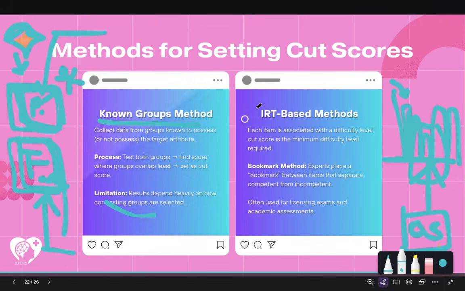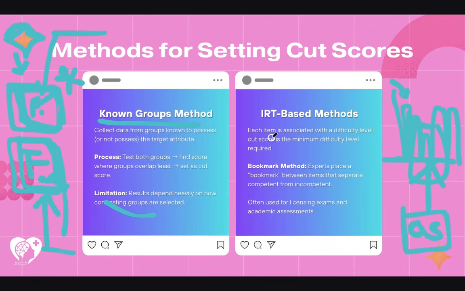Anyway, the IRT-based method arranges the items by difficulty level. The best known IRT method is the bookmark method. Literally, you place a bookmark on an item. There is a book containing all the items of the exam, and the judge places a bookmark where they think the middle ground is, where the person is not yet competent and where they become competent in that construct. Reading ability, mathematics ability, emotional sensitivity, you name it. Again, it still depends on the judge.